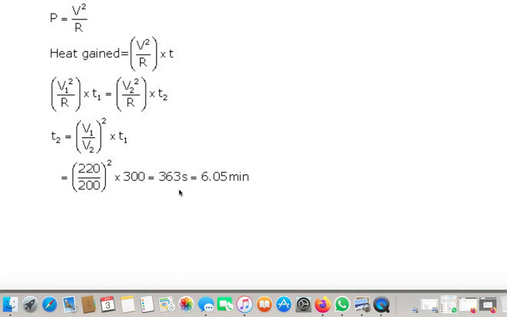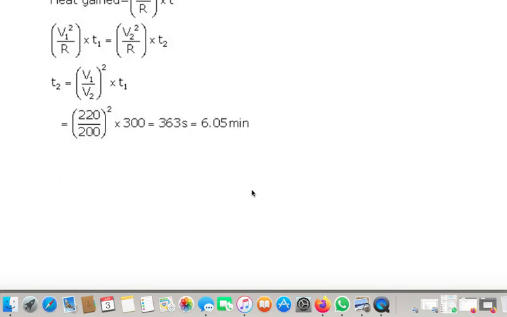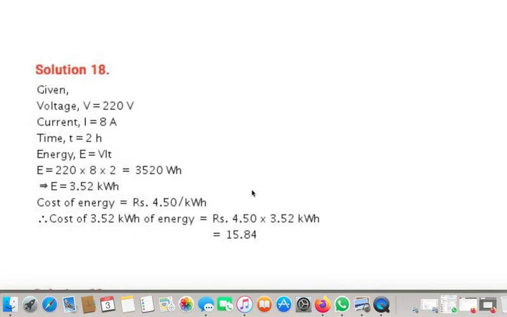You can leave the answer in seconds, but if the question clearly says to give the time in minutes, so divided by what? Divided by 60. If I divide it by 60, I'll get the time in minutes as 6.05 minutes. So this needs to be understood and done very carefully. Let's see the next one, what it says.